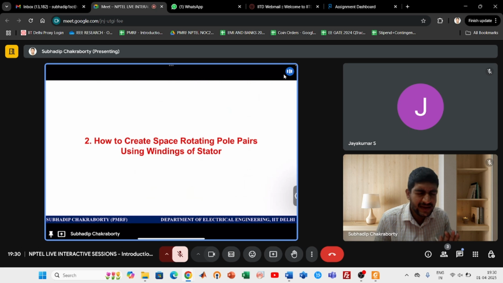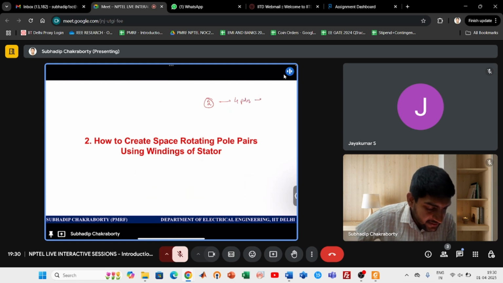But just think for a moment, how do we actually create those poles? You understand it is a two-pole system, okay, understandable. But how to create four poles? How to create maybe six poles? How do we actually create six poles on the stator effectively? Can you think and tell me? Just think over it for a moment.